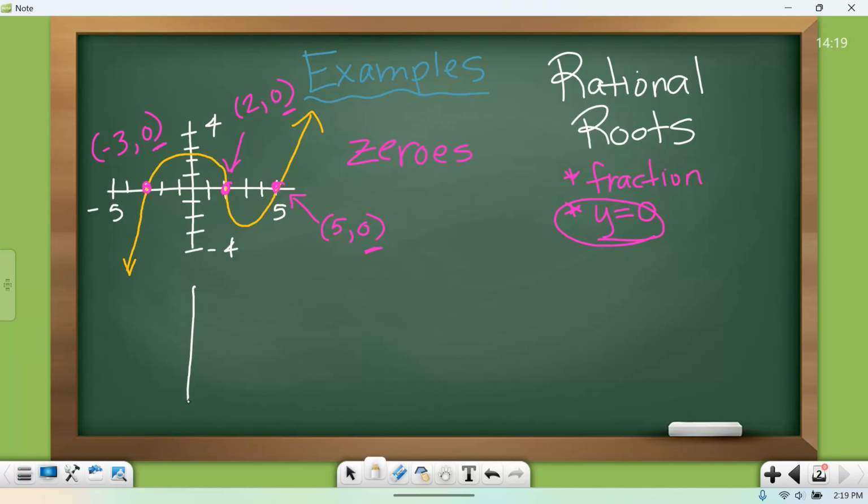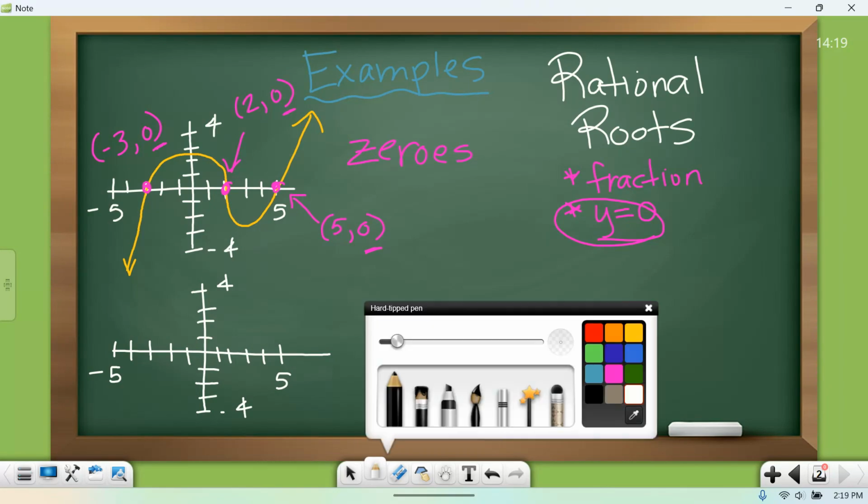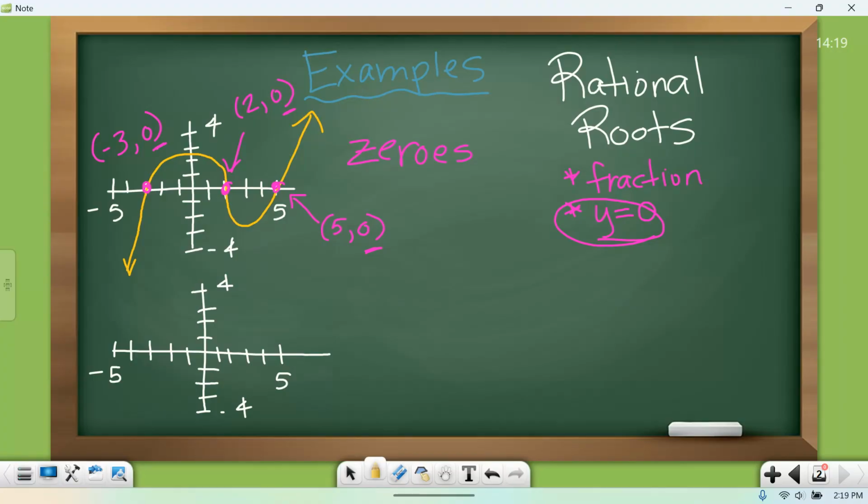So let me give you another example. I know I have lovely handwriting. So let's do another one. 1, 2, 3, 4, 5. Just trying to make this simple for you. Make that 4, make that -4. So I'm going to draw another function. And I'm going to have this function cross here. So let's do something like this.